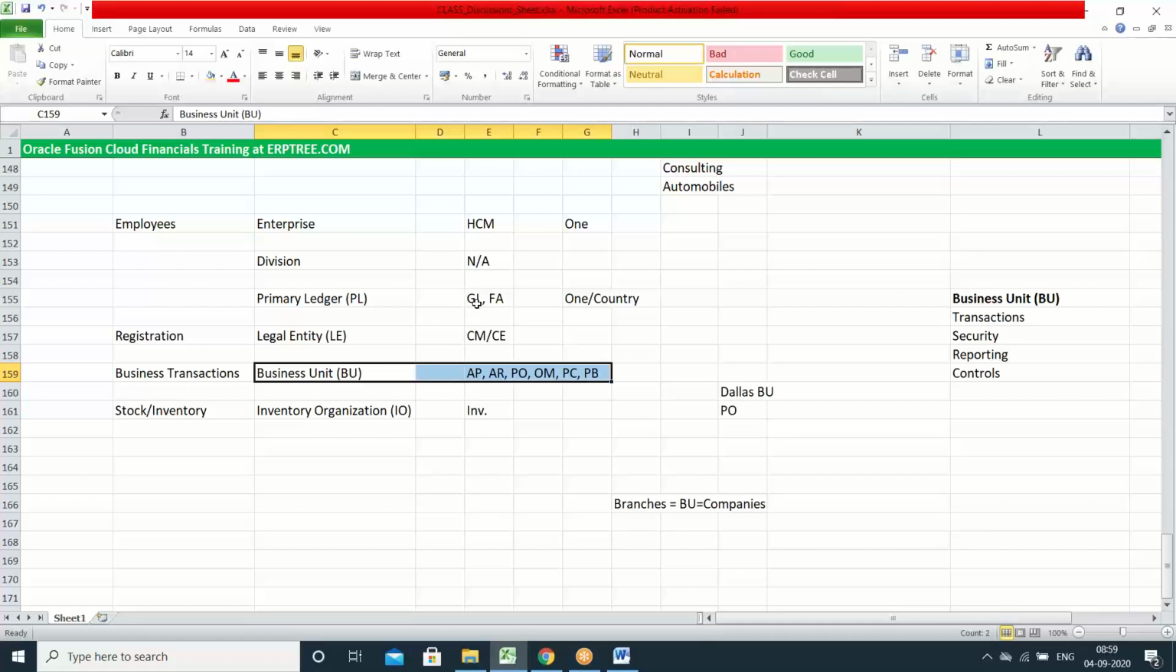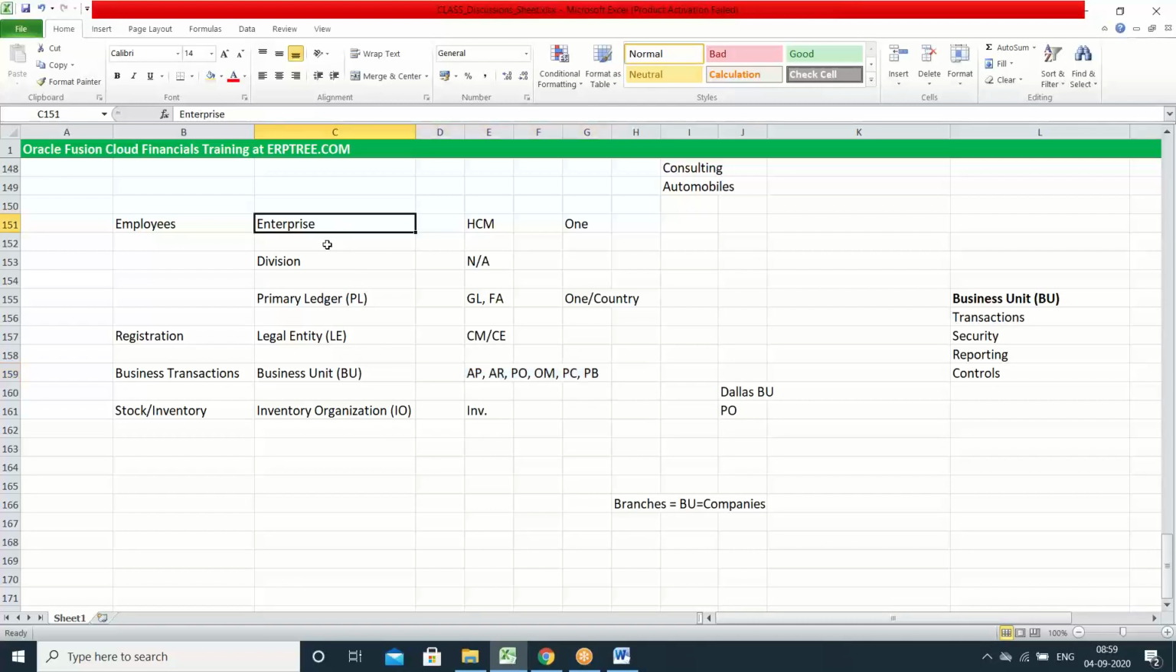We record the financial-related transactions within the business unit level, but after creating the transaction, all the data will be sent to GL. Okay, all the data will be sent to GL. So only at GL level can you prepare the financial reports, but the actual transactions are recorded at business unit level.